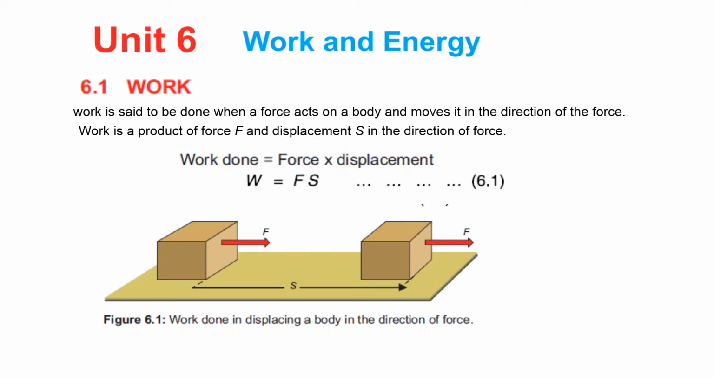So we are going to start unit 6, that is work and energy. First of all, we have to know about the topic 6.1, work. What is work? If we generally see, work is basically the ability to do something. And whenever we do work, we need energy to perform it. So this is a general definition which we use in our daily life.